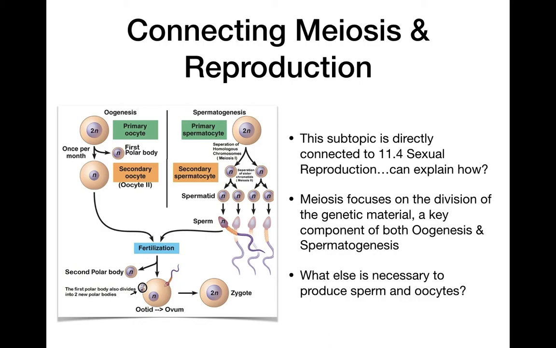Remember the other things that are necessary to make sperm and eggs, or oocytes: getting rid of 3 polar bodies to make an ovum, and adding an acrosome head and the flagella to sperm to give them motility. So there's a connection here between 11.4 and the process of making the sperm and eggs, and then meiosis, the actual genetic component of making sperm and eggs.